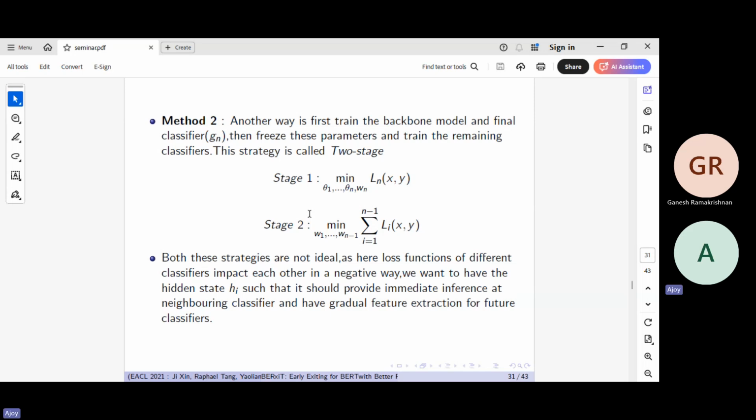We freeze all of the first. So basically, we train the backbone network first and then train the remaining n minus 1 classifiers together in stage 2.